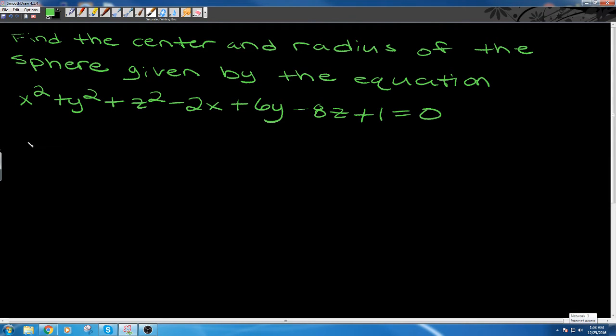What up, y'all? Today we're going to find the center and radius of the sphere given by the equation x squared plus y squared plus z squared minus 2x plus 6y minus 8z plus 1 equals 0. That's a lot of numbers.